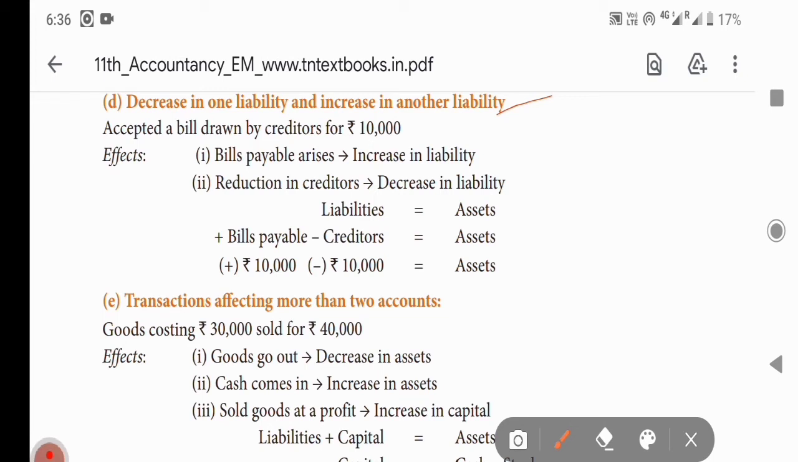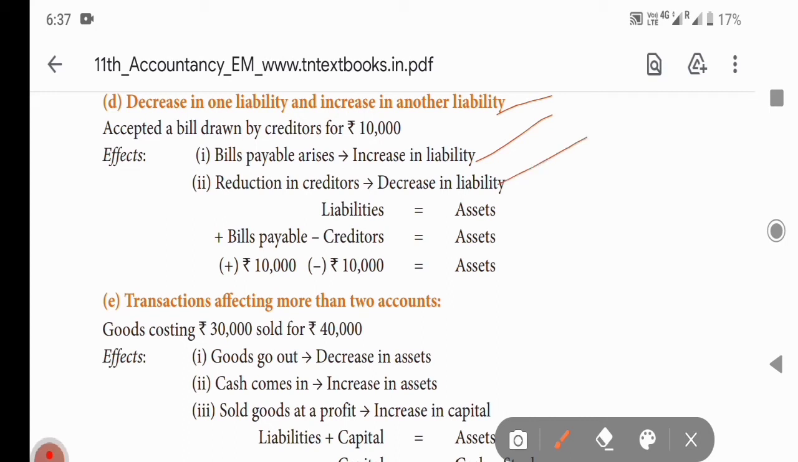One is bills payable arises, so there is increase in liability. Next one is reduction in creditors. We are paying to the creditors, so there is reduction in creditors, so decrease in liability.